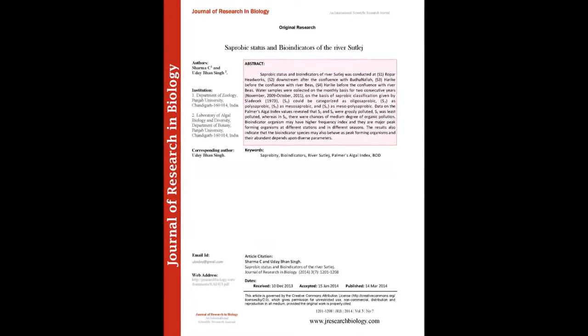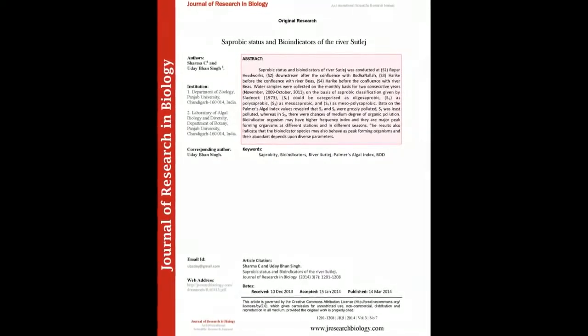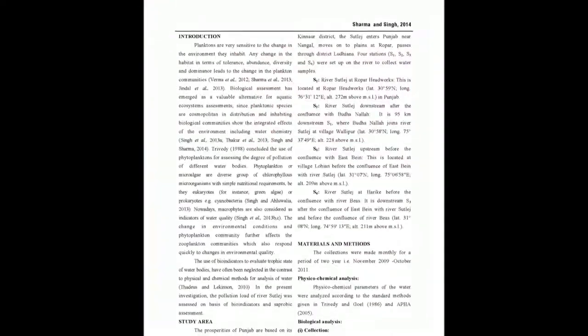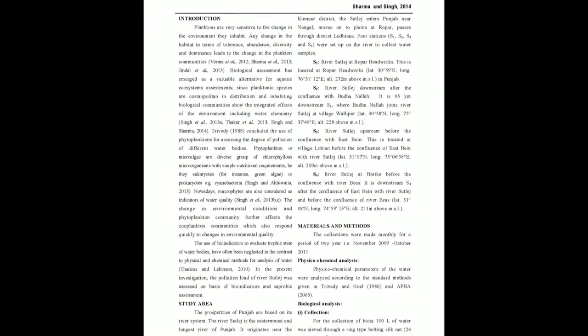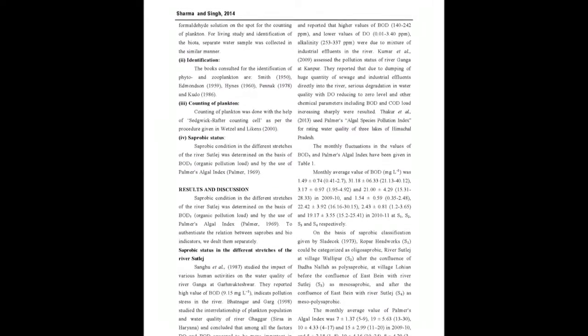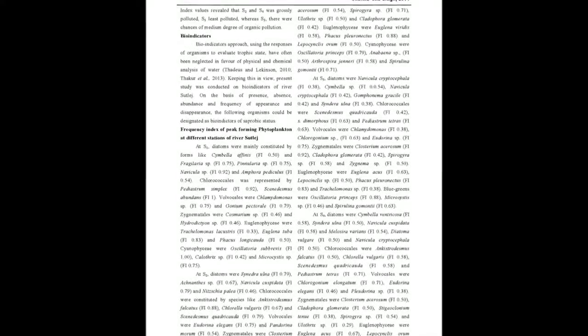Saprobic Status and Bioindicator of River Sutlej was conducted at S1 Ropar Headworks, S2 downstream after the confluence with Budha Nallah, S3 Harike before the confluence with River Beas, S4 Harike before the confluence with River Beas. Water samples were collected on a monthly basis for two consecutive years, November 2009 to October 2011, on the basis of saprobic classification given by Sladecek 1973.